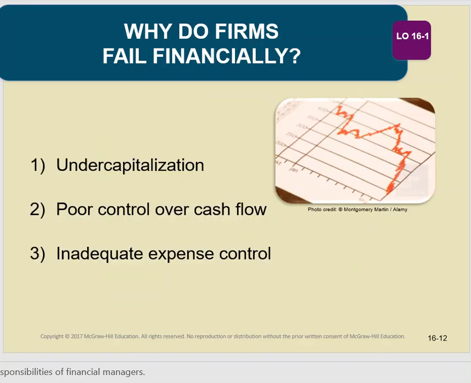Companies fail all the time. Many times it has to do with finances. Some reasons why companies fail financially is because they are undercapitalized. That means that they didn't bring in enough money to start the business, insufficient funds to start the business. Second reason is because they don't have good control over the cash flow of the company. Too much money is going out and not enough money is going in. Remember, cash is the lifeblood of a business. Third, they have inadequate expense control. There's too many expenses and they don't have a good handle on that.